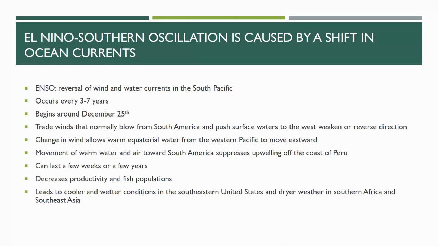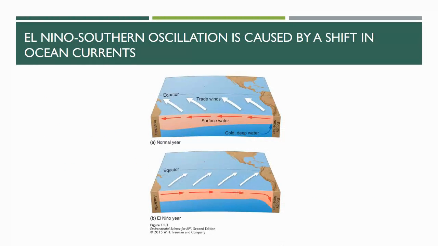ENSO does decrease productivity and fish populations. It also leads to cooler and wetter conditions in the southeastern United States, where we live, and drier weather in southern Africa and Southeast Asia.